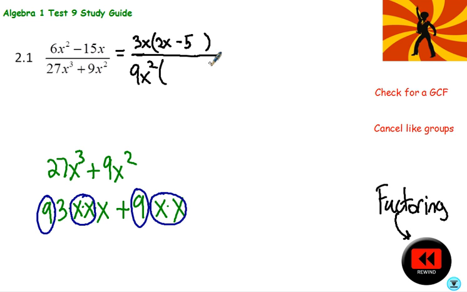Now, what would be left over on the inside? We'll look at what's left over down here. What's left over is 3x plus, and there's nothing else over there, right? So that would have to be 3x plus 1. And again, I can check, because 9x squared times 3x gives me 27x cubed, and 9x squared times 1 gives me 9x squared.